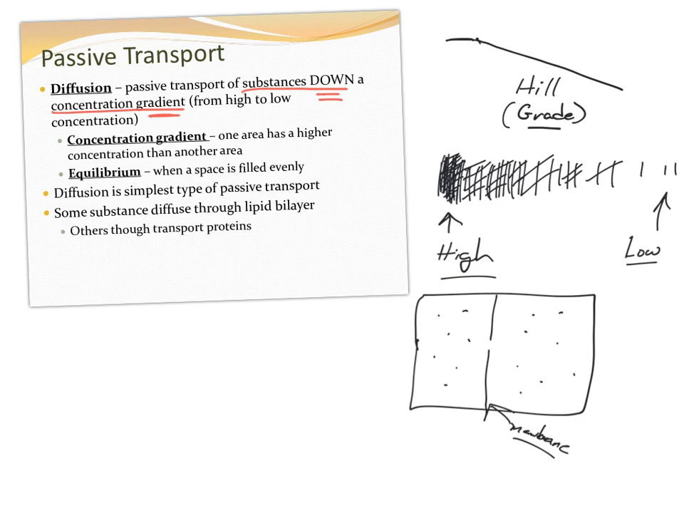All right, so if these particles are both moving, what happens if I only have a few particles on one side and a lot more on the other?